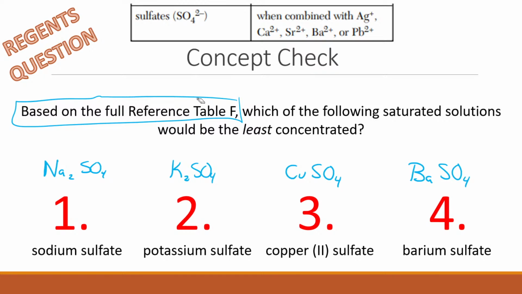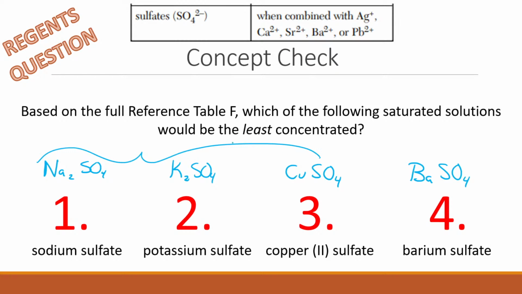And in this case, based on reference Table F, these three things are all soluble, while this is insoluble. And knowing that the question wants you to talk about Table F should be enough to make you think that 4 is the answer here. Now, why is 4 the right answer?